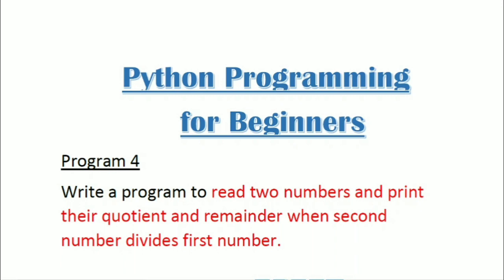This is the fourth video of the Python programming course. In this video, we will write a program to read two numbers from the user and print their quotient and remainder when the second number divides the first number. Like all the other videos, first we will see the logic, that is, understand how to get the quotient and the remainder of two numbers, and in the end we will write the code. Okay, so let's get started.